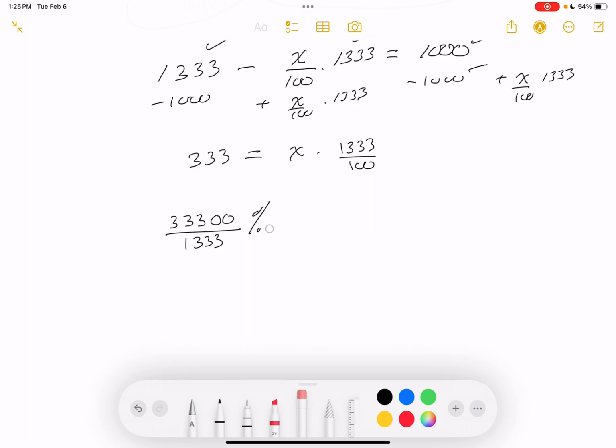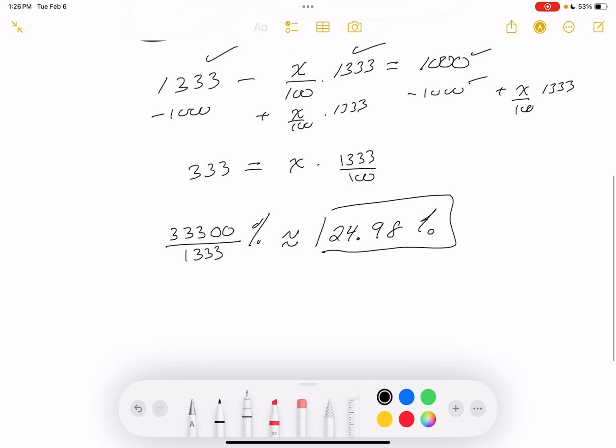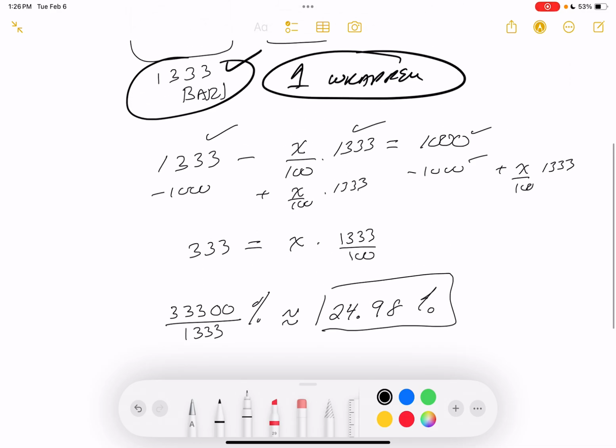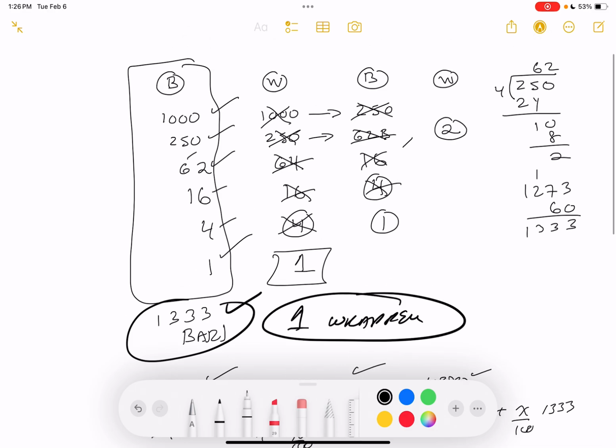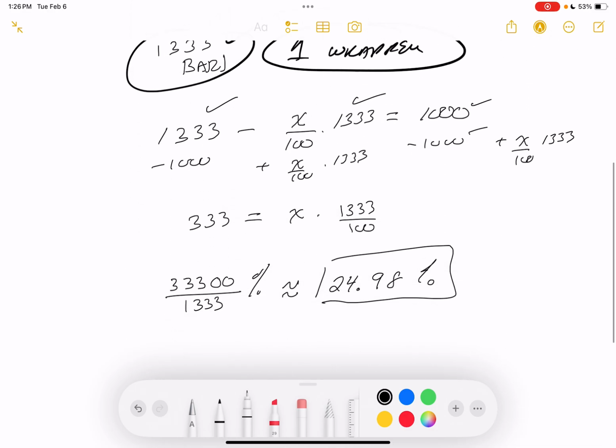I guess I could use a calculator, but they want it to the nearest, let's take a look at that, the nearest 100th. You could do long division if you want. So you need to divide this through, and if you did that, you're going to find you get 24.98% approximately. Around a 25% discount. All right, so I think I did okay. So we're done. Thank you.